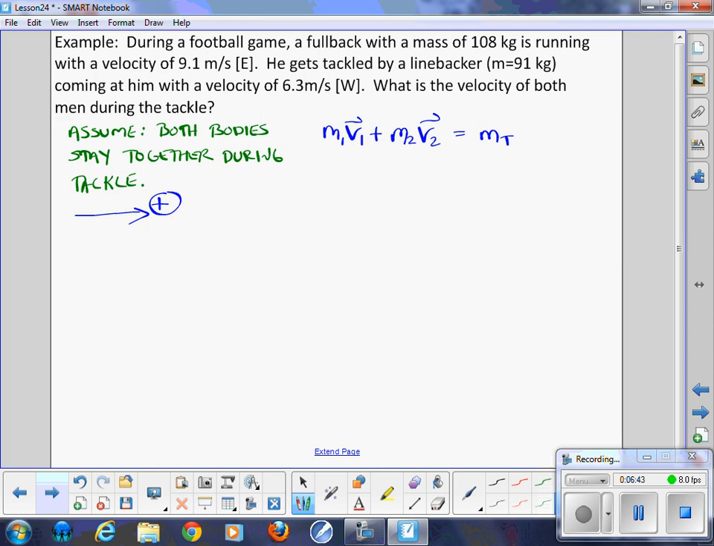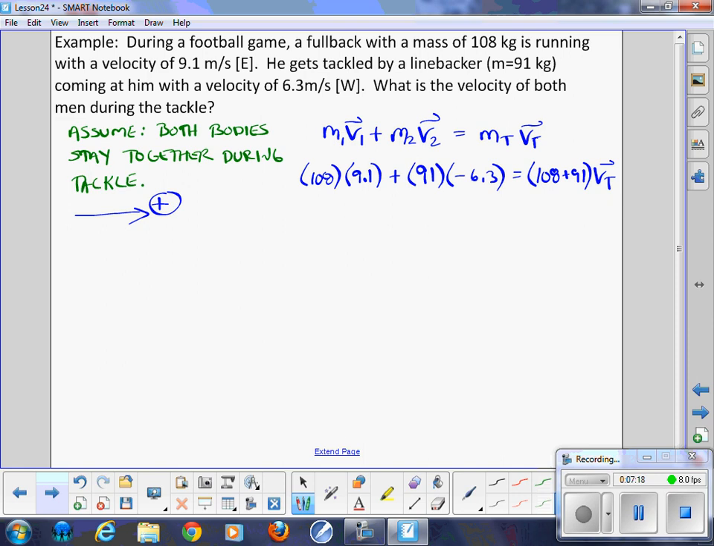They're going to get combined together. And since they are combined together, they're going to have a final velocity or total velocity at the end. So that's why it's a VT. Doing my substitution now, we know that the 108 kilogram player was heading east at 9.1, plus we know that the 91 kilogram player was heading 6.3 west, so it's a negative 6.3. My mass total is the 108 plus 91 VT.